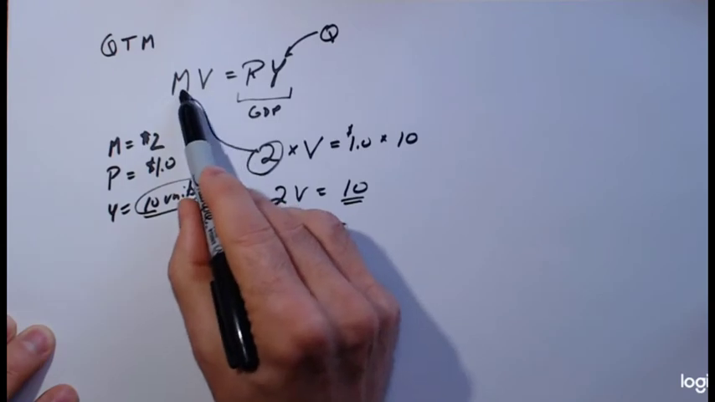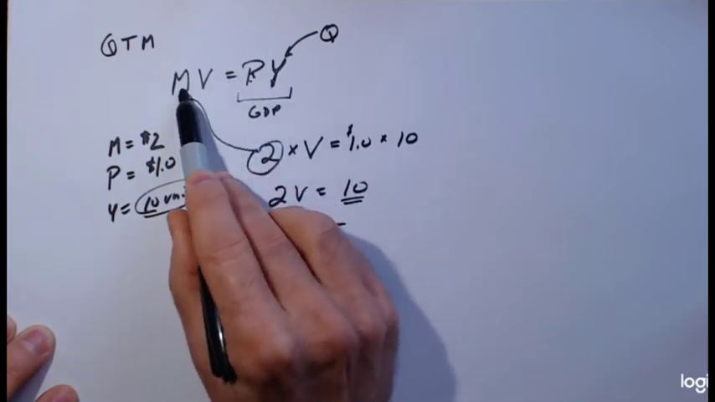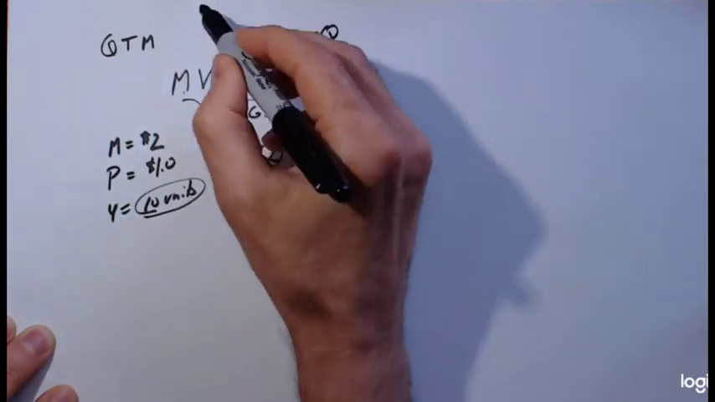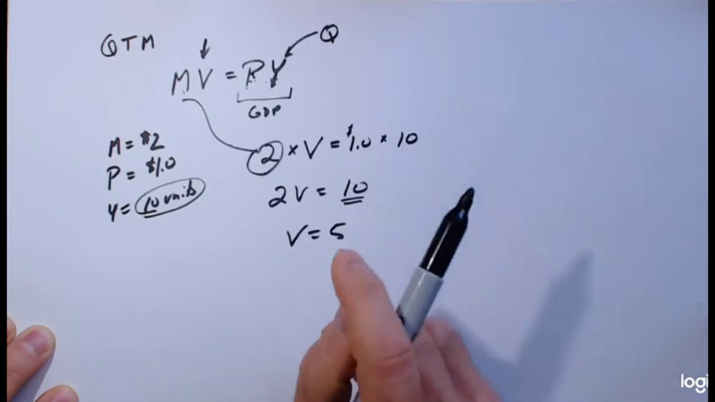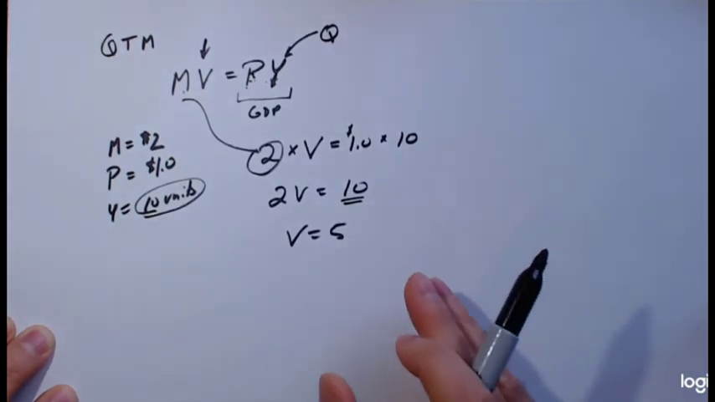Now, what's important to this is notice what I did. I plugged in M, I plugged in P, and I plugged in Y because these are observable. We have estimates of this. This is not hard to get. What's hard to calculate is this V. How often do transactions turn over in an economy?